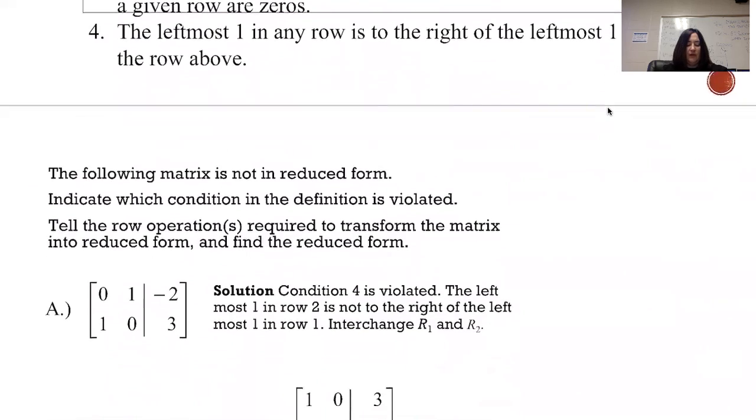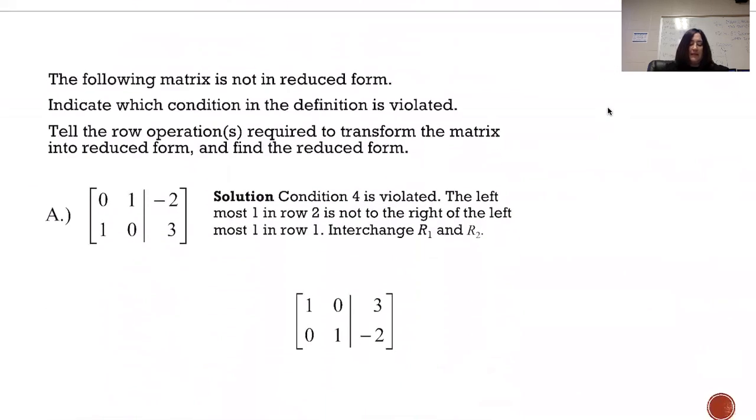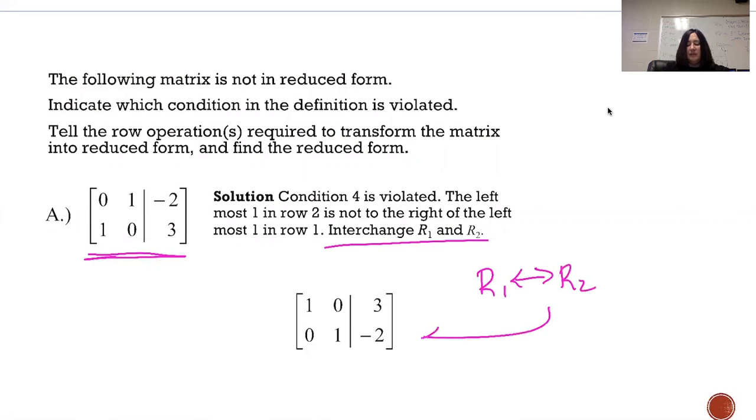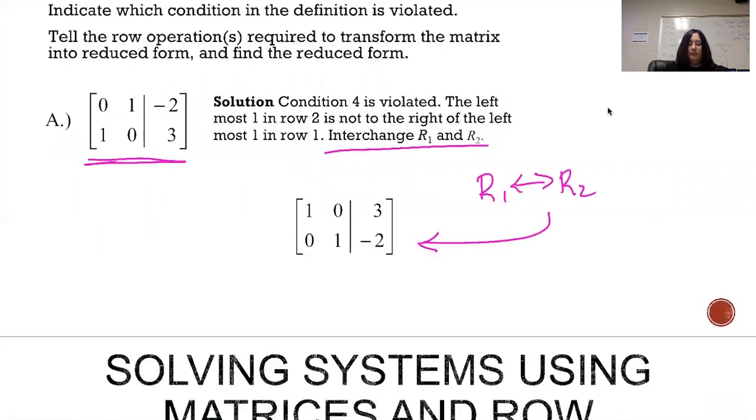So if we look at this, this is an example. This is not in row echelon form because remember the leftmost one must be to the right of the one above. So what we have to do is we have to interchange. We have to switch row 1 and row 2, and remember the notation for that would look something like this. And that would give us a matrix that looks like this. And so this matrix now is in row reduced echelon form.